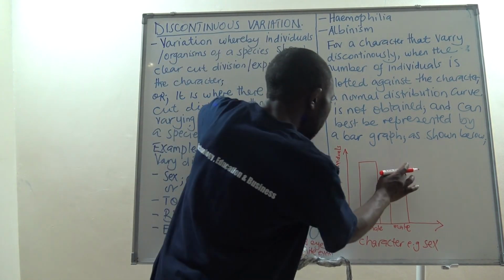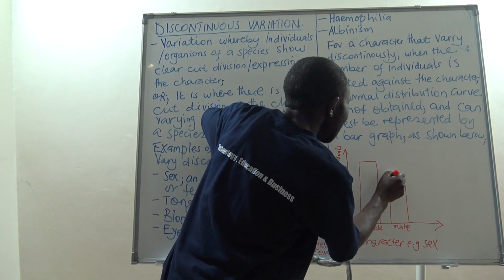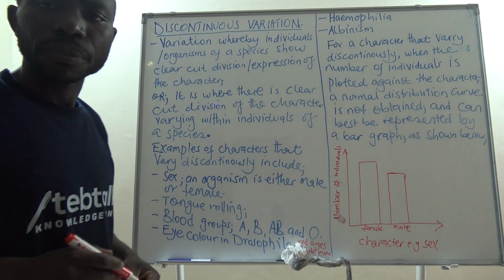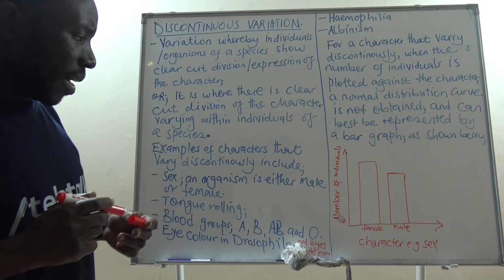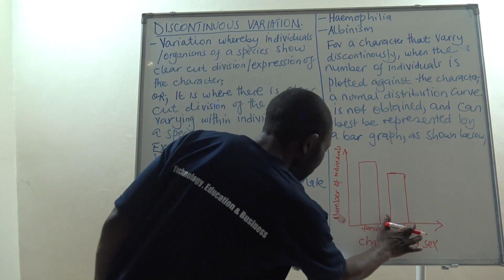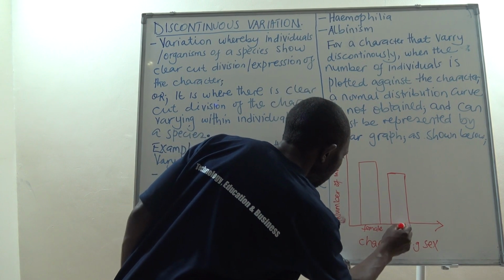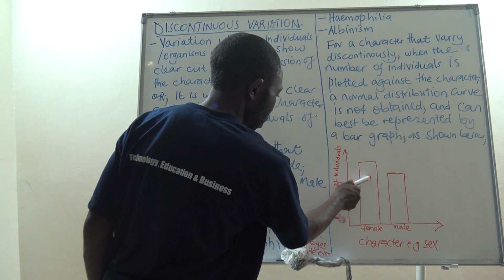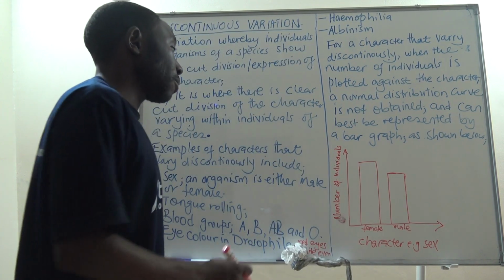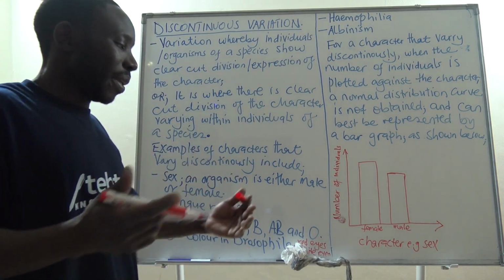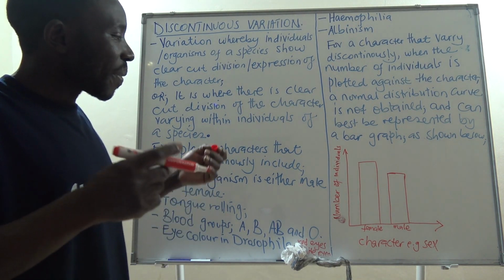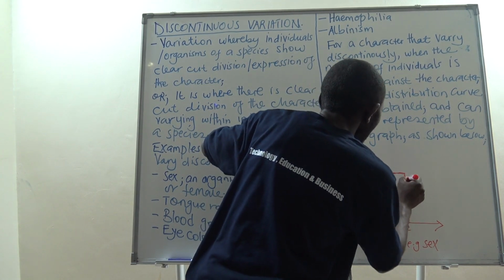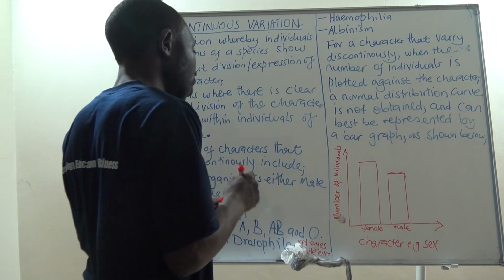So this one shows that the character is discontinuous. There is a limit, okay? These are male individuals within the population, like in human beings. Then these are females. So my graph shows that the females are more than the males. In another case, the males can be more than the females. So that is what happens.